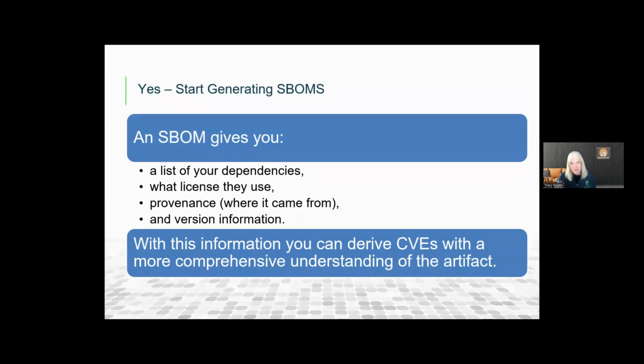And just as a summary of what they give you: a list of your dependencies. They tell you what license they use. They can tell you where it came from, the all-important provenance, and the version information. And with this information, you could derive CVEs with a more comprehensive understanding of any issues in a particular artifact. Now, keep in mind, all this is point-based. We have one container that we're getting CVEs for, one container's SBOM. We're not creating in one SBOM a comprehensive, sweeping organizational view of the supply chain. That's what the evidence catalog does.